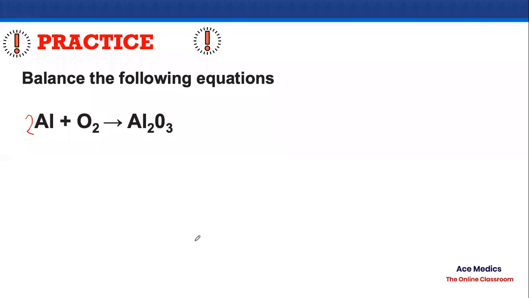Excellent, yes. So if we put a 3 here, what do we get? We get 3 oxygens, good. No, sorry, we get 6 oxygens. Okay. So does that mean now the oxygen is balanced yet?